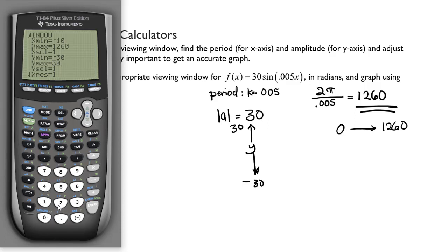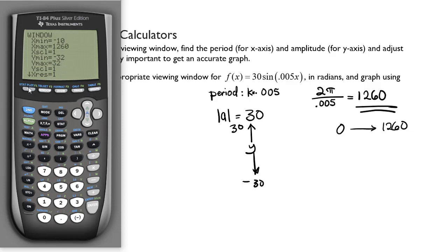Now that's to only see to the very tip and the very bottom of each one of these maxes and mins in the period. So if you want to be able to see just a little past it, you could say negative 32 to positive 32, just so you have a little bit of a buffer between the edge of your graph and the edge of the window.